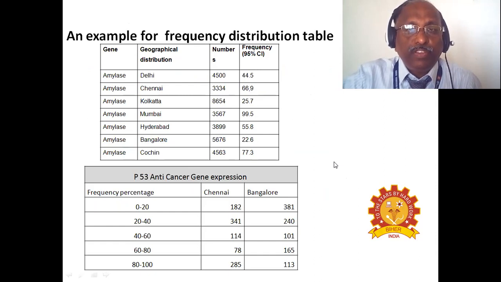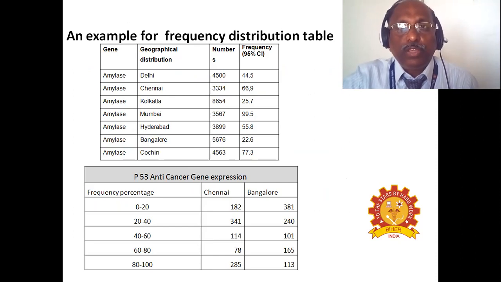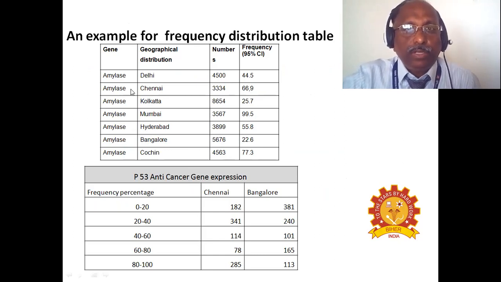Here, an example of frequency distribution is shown for the enzyme analysis in various geographical distributions and the frequency of expression of the particular enzyme. So it is represented here. This table is represented in 4 columns: name of the gene and geographical distribution, number of participants, and the frequency.